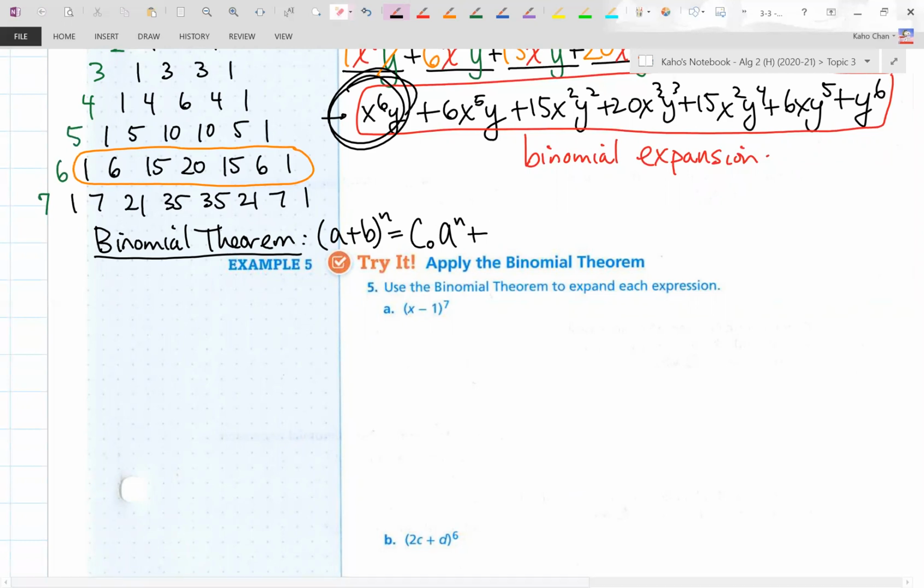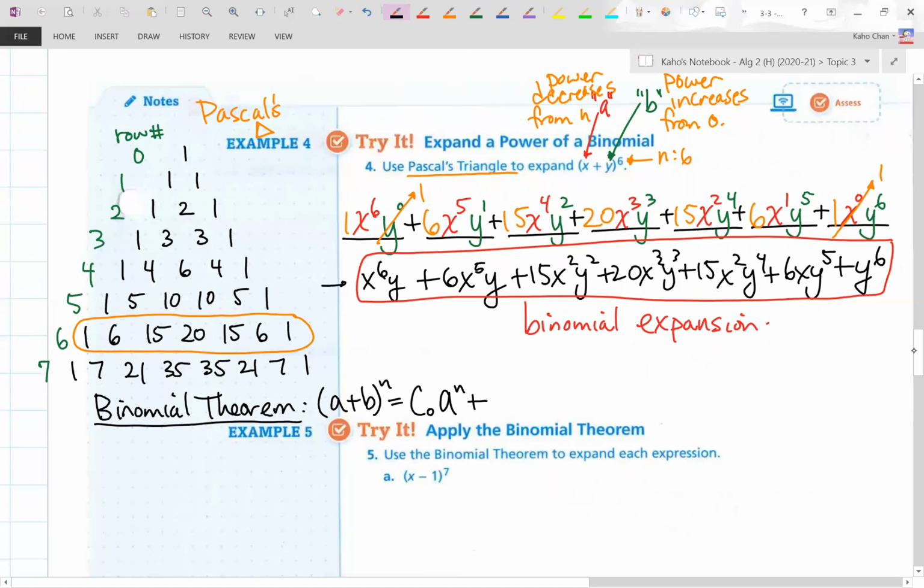Oh shoot, I just realized something. Typo. Example 4, that y is not there anymore, isn't it? Be careful. y to the 0 is 1. Good thing I caught myself, yeah.